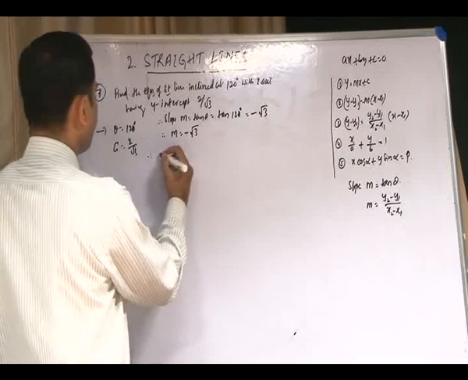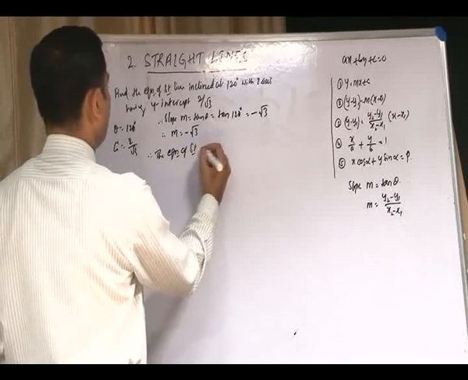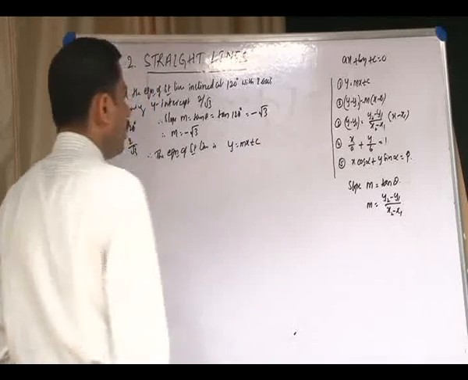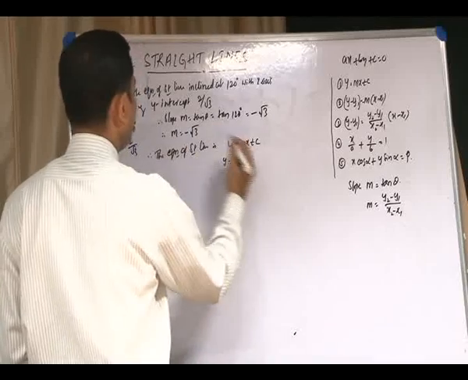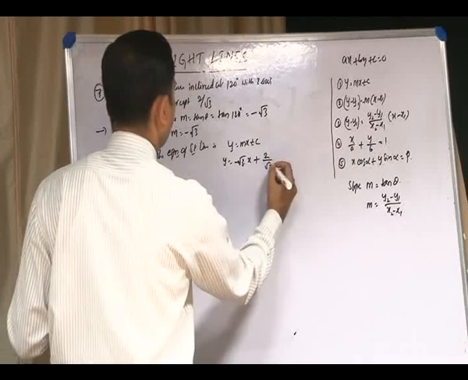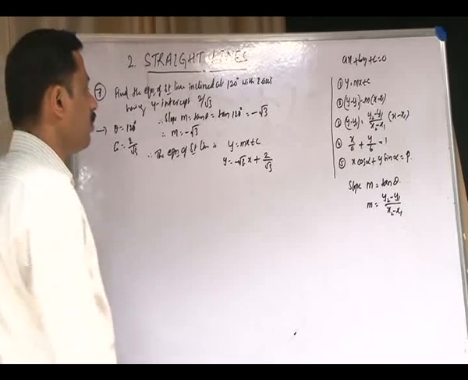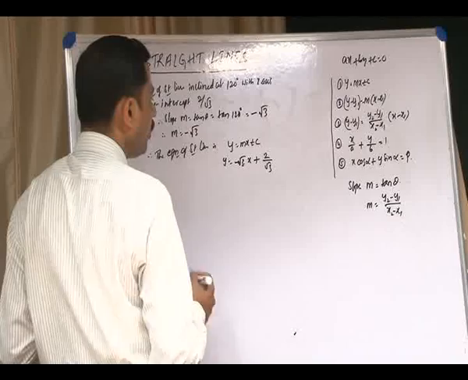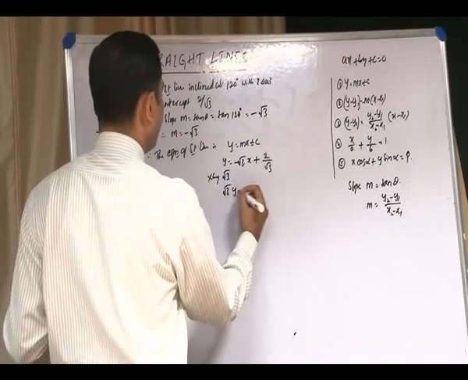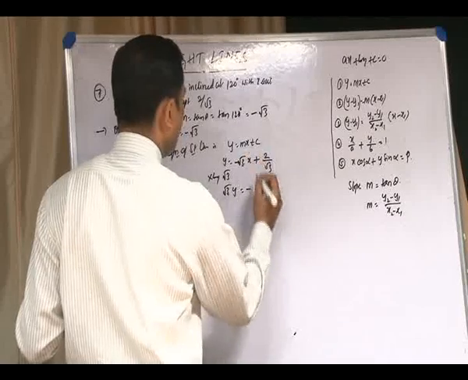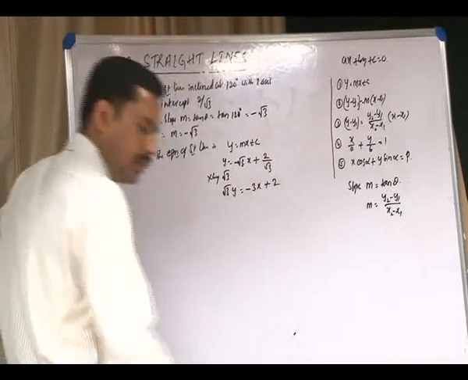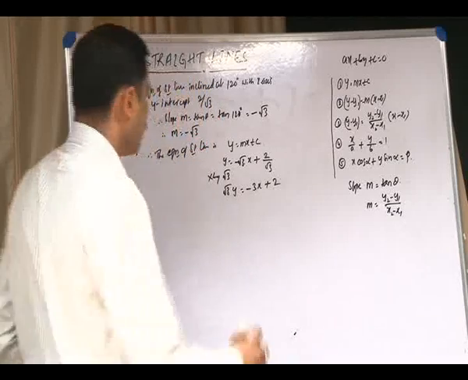Therefore, the equation of the straight line is in slope intercept form only, y is equal to mx plus c. Substituting the m and c values, we get y is equal to slope m is minus root 3 into x plus y intercept c is 2 by root 3. To remove the fraction 2 by root 3, just multiply by root 3. Multiplying this equation by root 3, we get root 3 into y is equal to minus root 3 into root 3 becomes 3x plus root 3 into 2 by root 3, and we get 2 only. Root 3 cancels here, then we get 2.